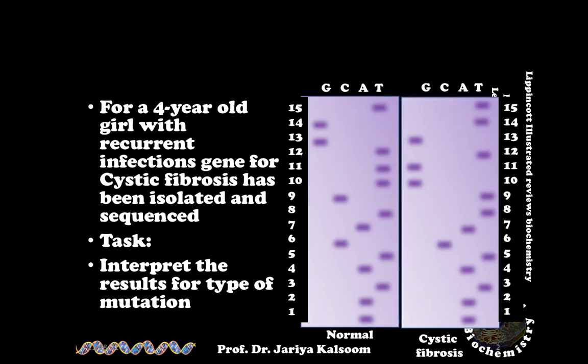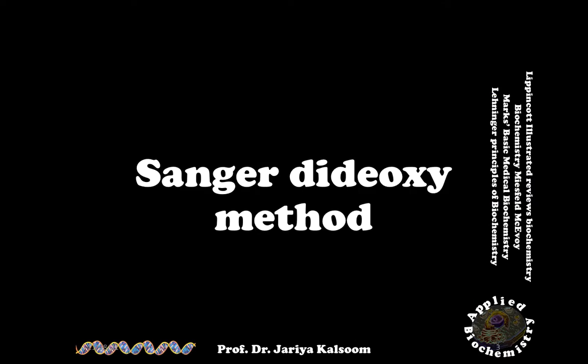Sequencing can be used to identify types of mutations. Sequencing involves determination of the base sequence of DNA. In this method, the single-stranded DNA to be sequenced is used as a template for DNA synthesis by DNA polymerase. A radiolabeled primer complementary to the 3' end of target DNA is added along with 4 deoxynucleoside triphosphates.